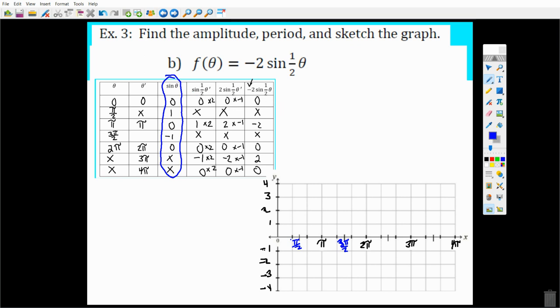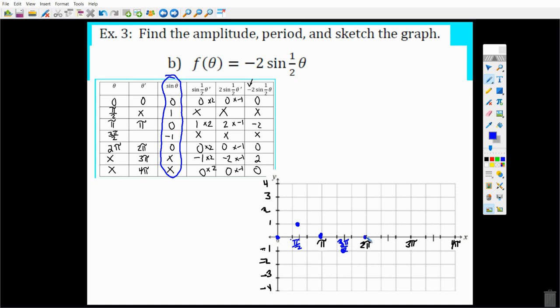And again, I'll be using 4 different colors here. I'm going to go ahead and graph this blue one first. So at 0, it's 0. At pi over 2, it's 1. At pi, it's 0. At 3 pi over 2, it's negative 1.